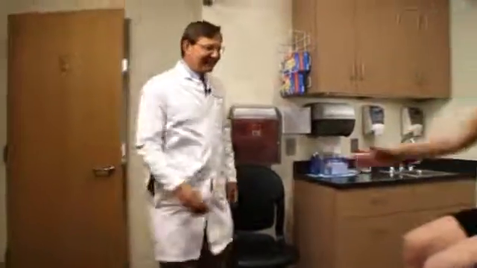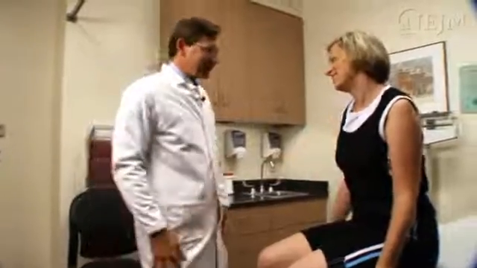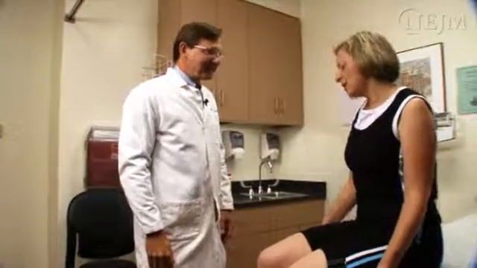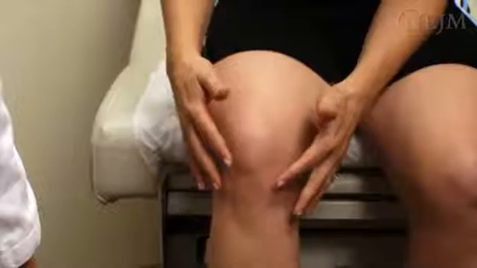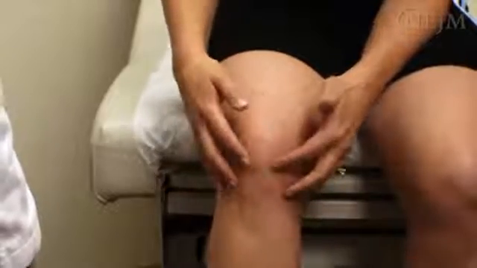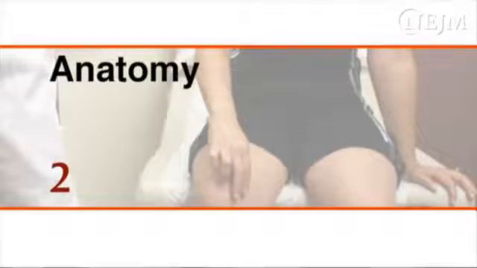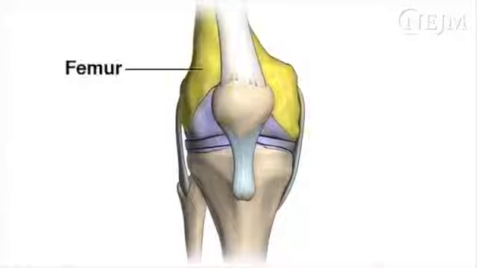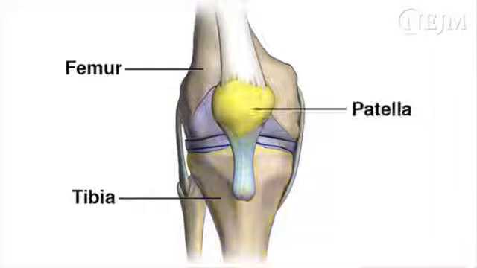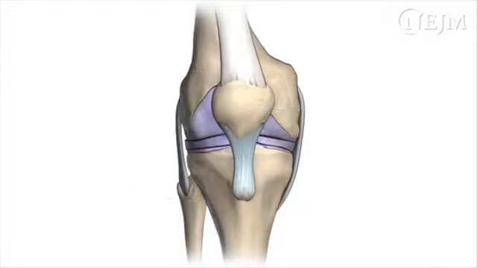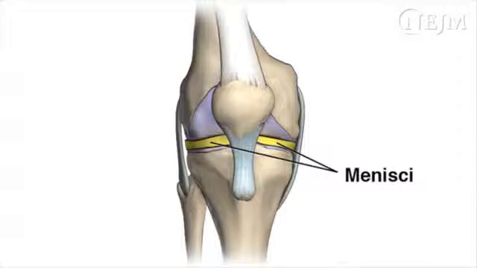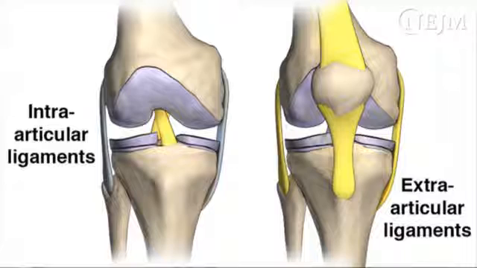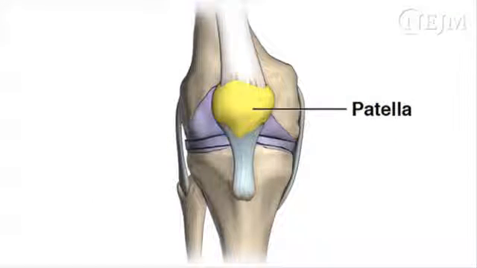Good morning, Ms. Newman. The knee is one of the most complex joints in the body. Knee complaints are the second most common musculoskeletal symptom evaluated by the primary care physician. The anatomy of the knee joint consists of three bones, the femur, tibia, and patella, with three areas of articulation. Some of the unique features include menisci, intra and extraarticular ligaments, and the patella itself.